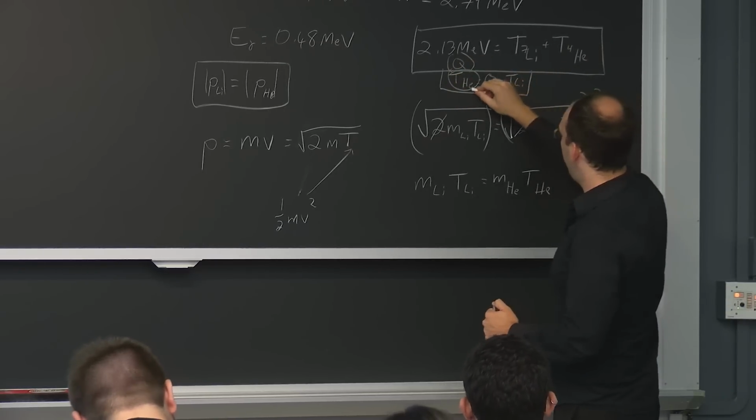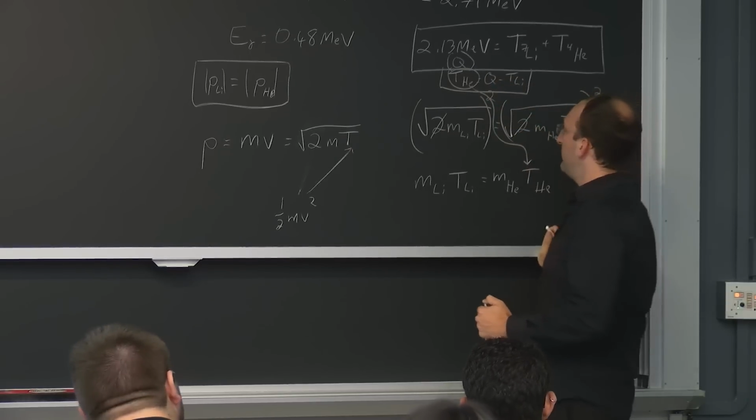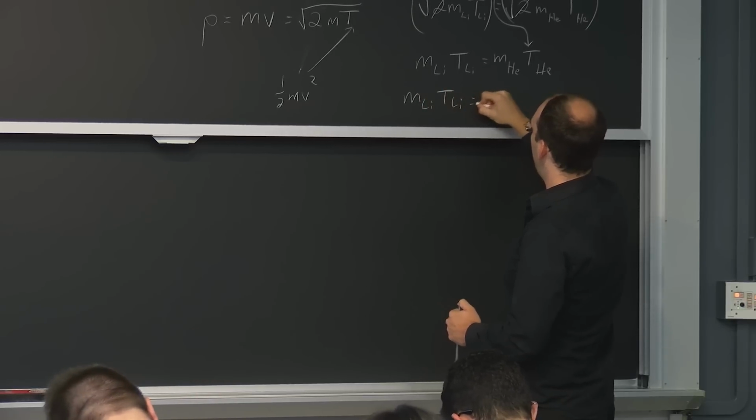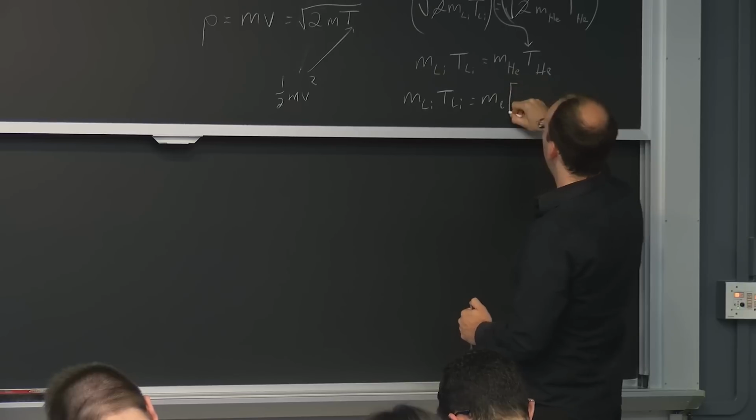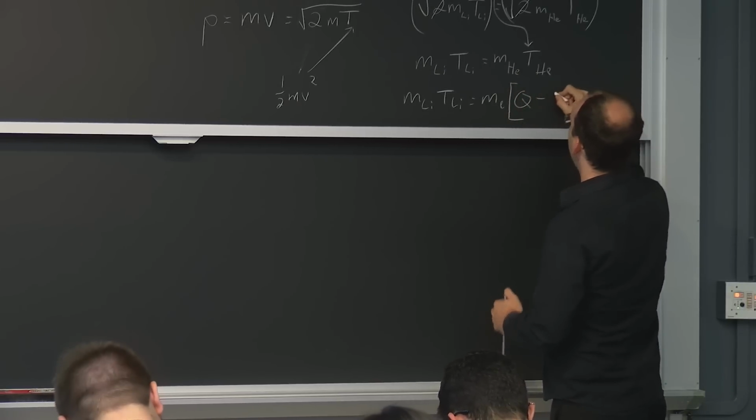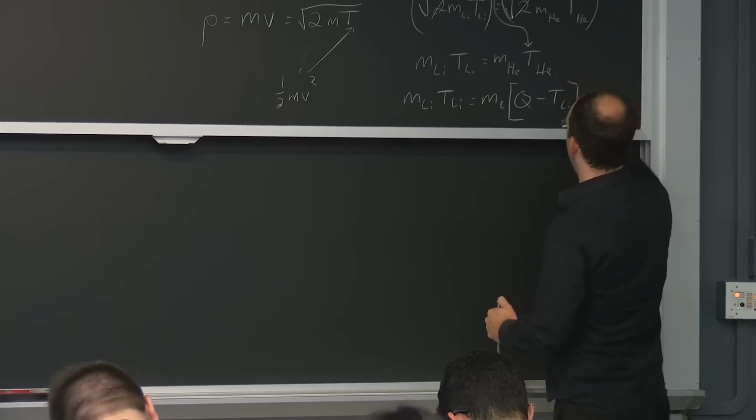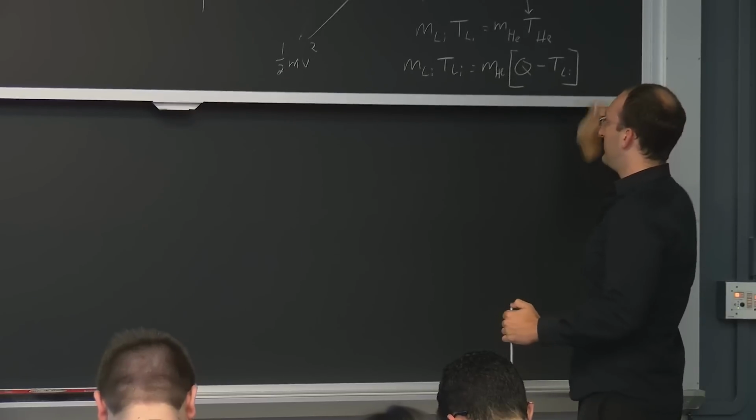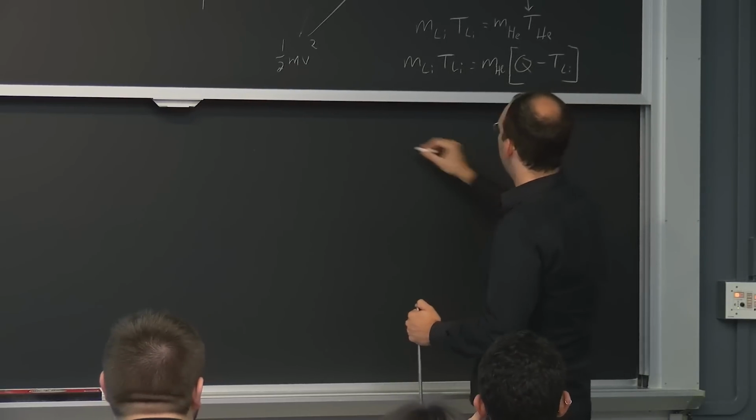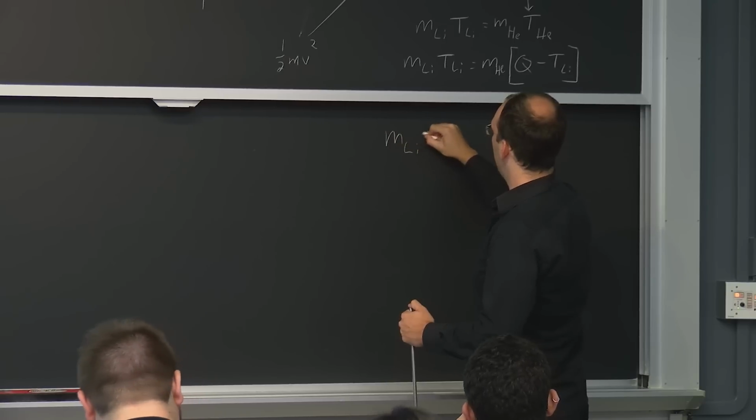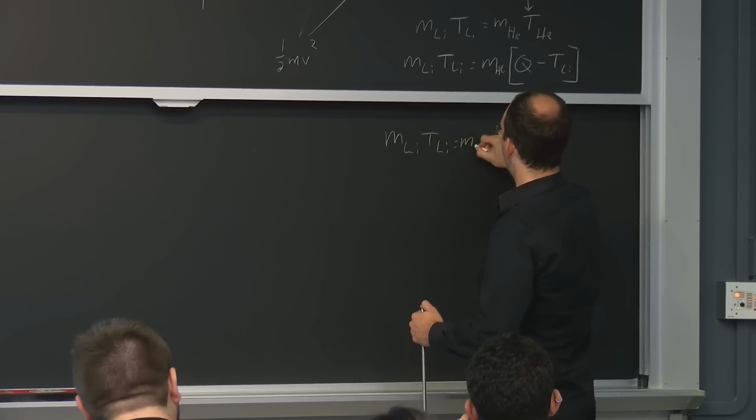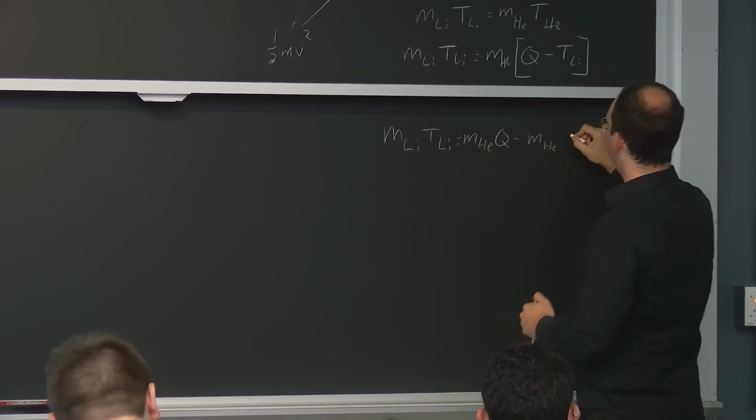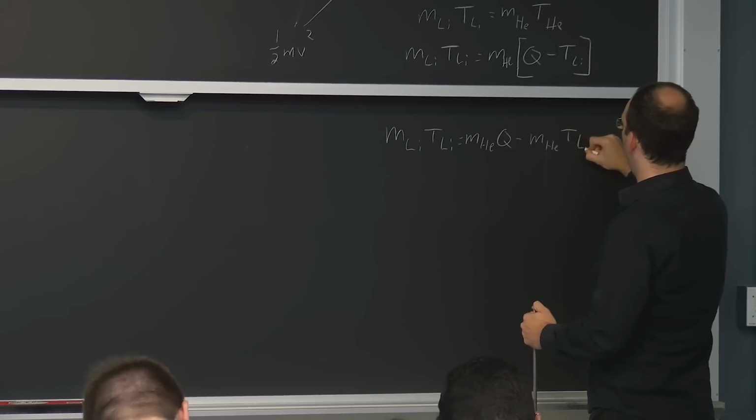We can take this T helium, stick it in here. We end up with M lithium T lithium equals the mass of helium times Q minus T lithium. There's a missing H right there. There we go. And then from here, oh good, we've got some blank space right here. Let's see, so I'll do out all the steps, equals mass of helium times Q minus mass of helium times T lithium.